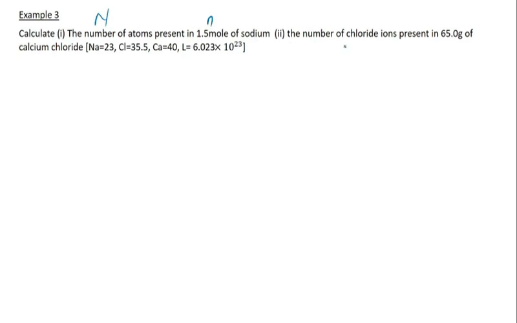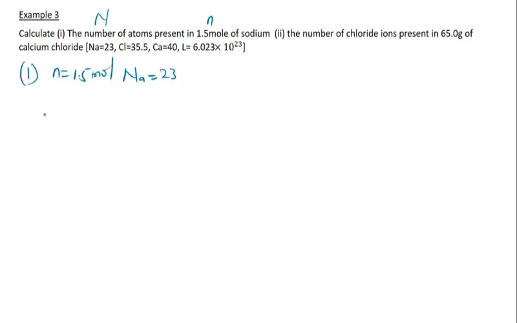II, the number of chloride ions present in 65 grams of calcium chloride. So let's start. The first one is saying the number of atoms present in 1.5 moles. So our mole is 1.5 mole, and our element is sodium, which has the relative atomic mass of 23.